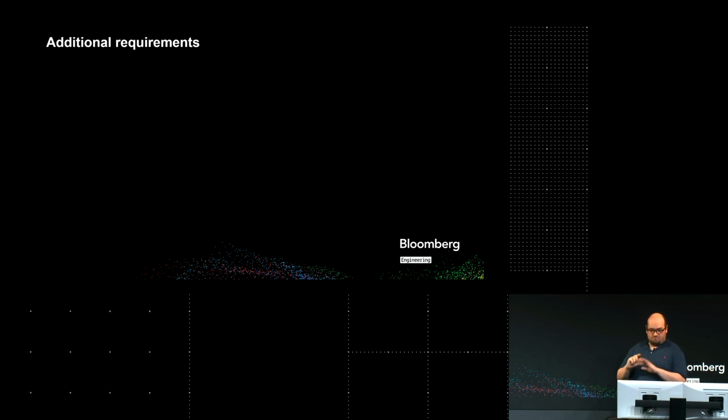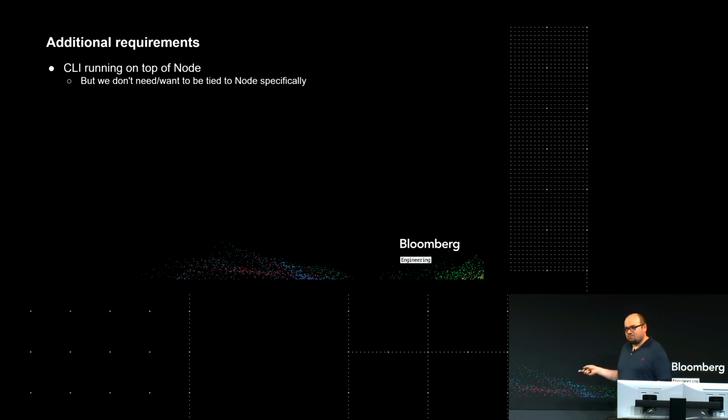So now that we know we're going to do JavaScript, let's get into some additional things. So we know that we're going to be writing a CLI running on top of Node. And it doesn't really have to be Node. It could be something else. There are other things in the ecosystem today. Bun and Deno exist, and people are using them.